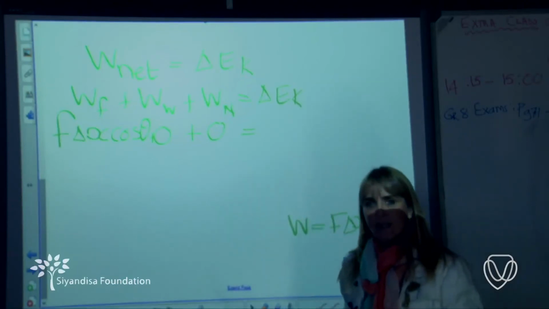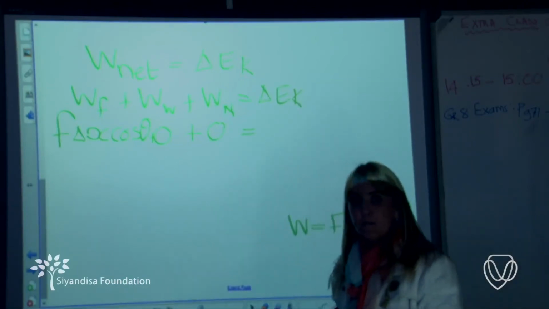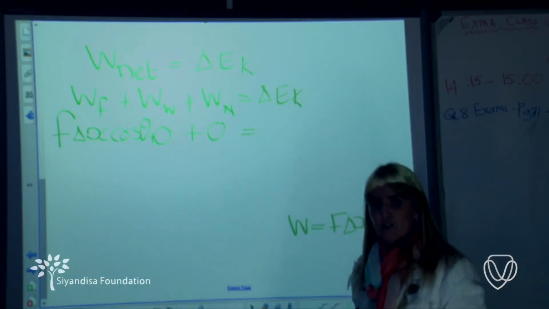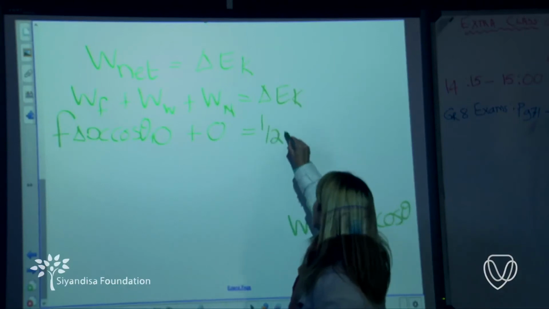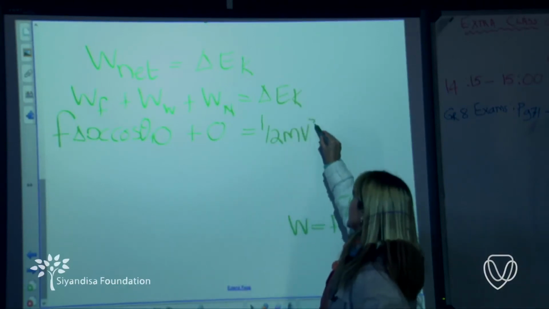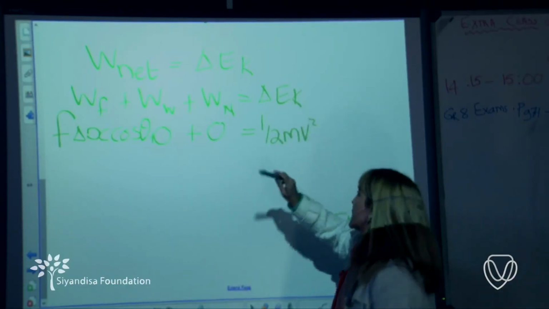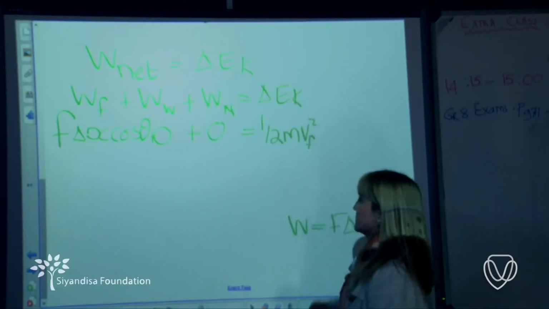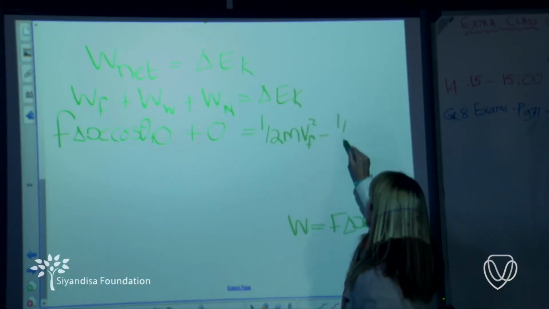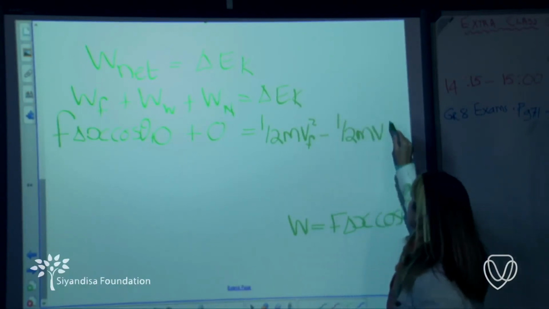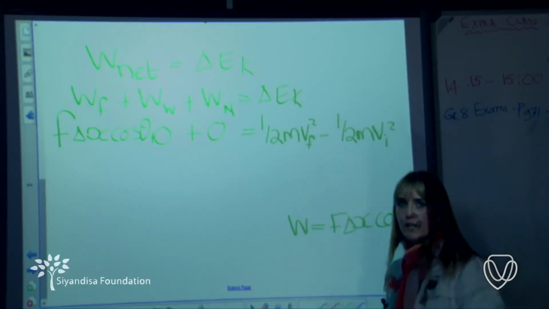Now, what is delta Ek? In physics, delta always means final minus initial. So kinetic energy is a half mv squared. But because it's delta, I'm going to start with final velocity. So it's going to be a half m vf squared minus a half m vi squared, my initial velocity.